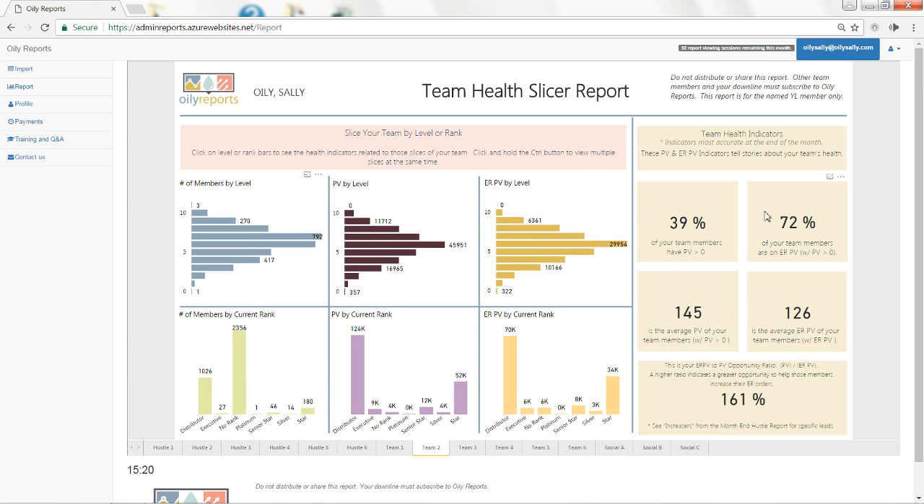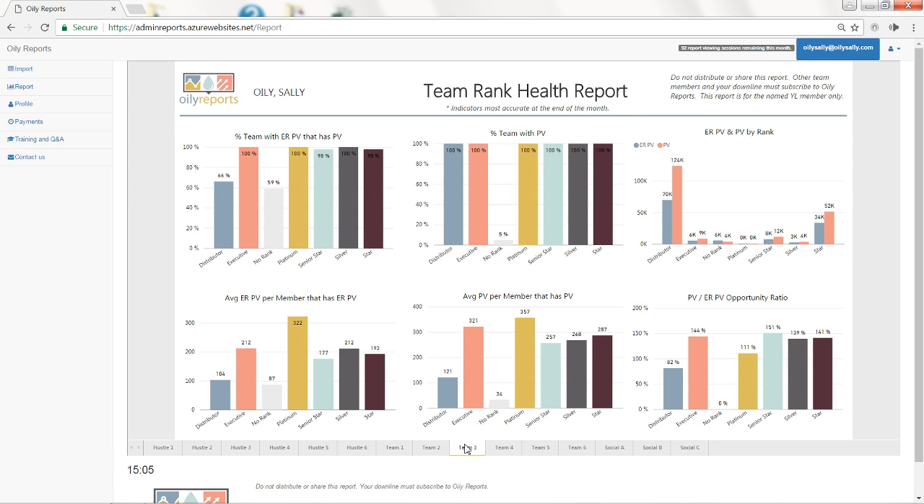But you can look at all of these individually by clicking on all of the levels or the ranks, or an easy way to see all of these health indicators by level and by rank at the same time is to look at the next 2 team reports. And this is all about outliers.